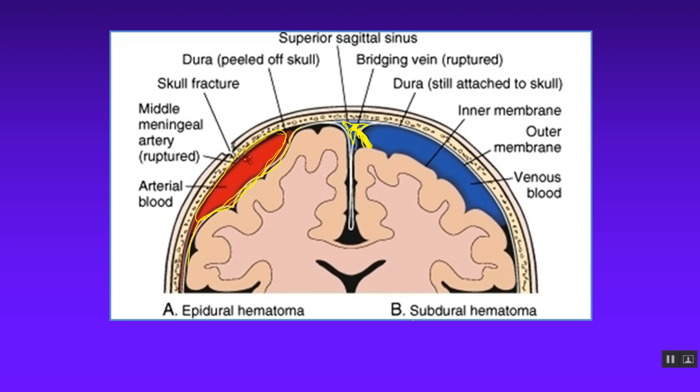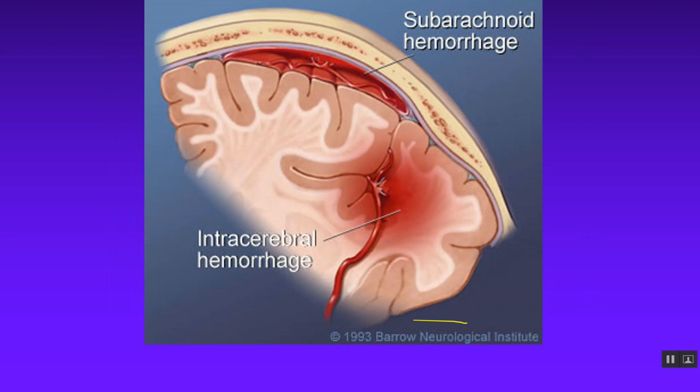So epidural hematomas are really bad. Subarachnoid bleeds are really bad. Subdural hematomas usually aren't as bad. They can be, but not usually.